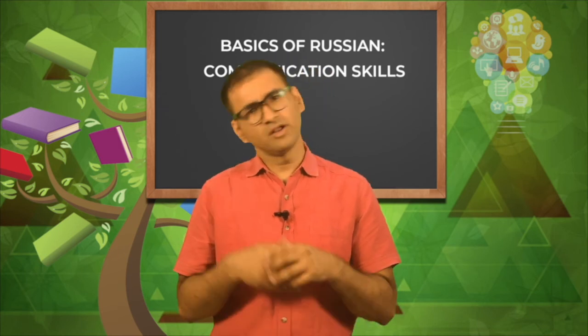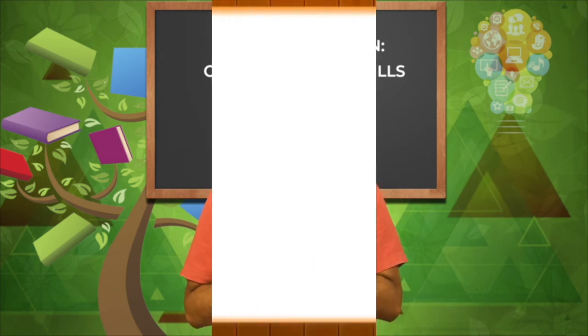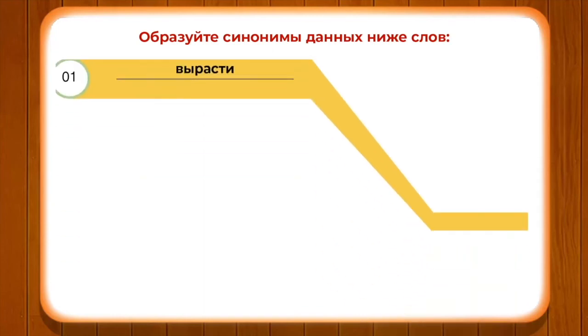So this is the moral of the story. Now let's go to the next part of our module. The next part is to make synonyms of some words. So let's say in Russian we can say that's образуем синонимы данных ниже слов. The first word we have вырасти. Вырасти, you know, is to grow up, and the synonym is подрасти.